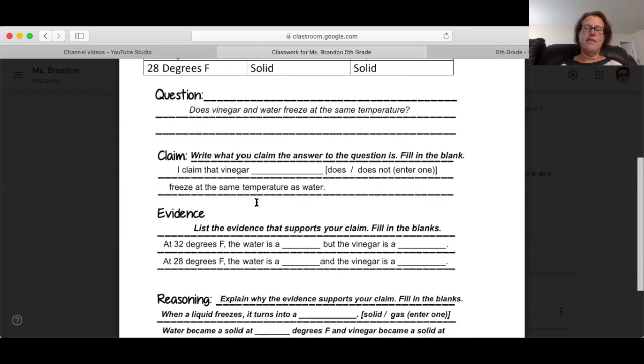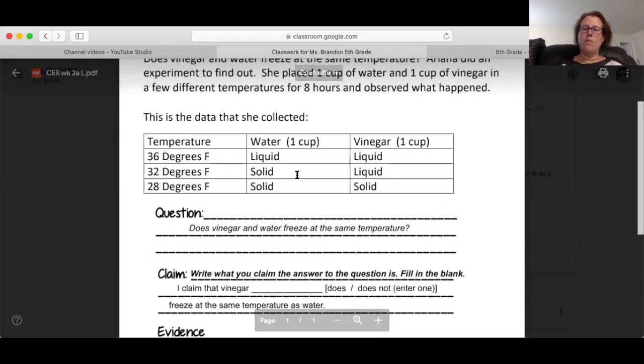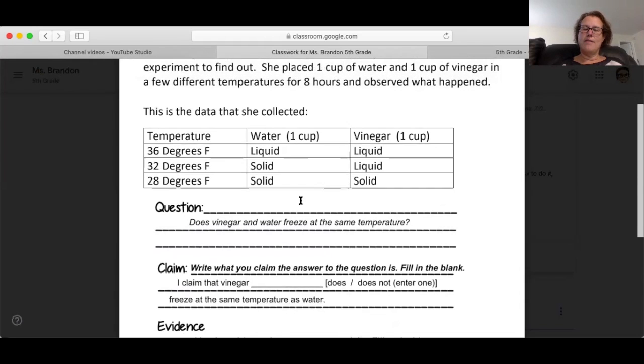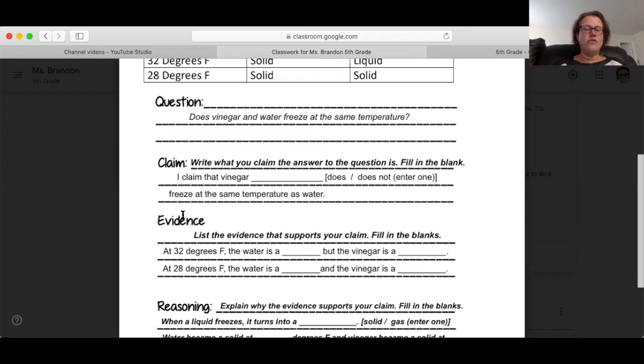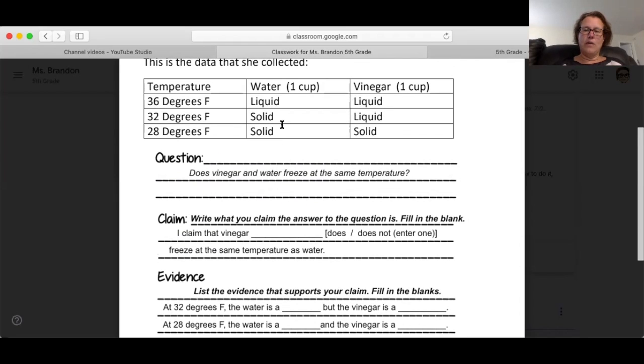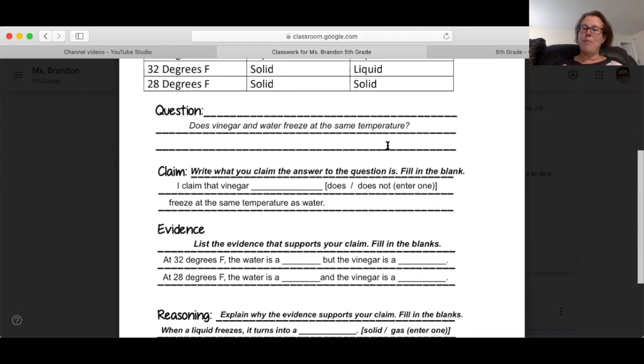Then you're going to do evidence. List the evidence that supports your claim. Fill in the blank. At 32 degrees Fahrenheit, the water is a what? Right there. What is it? Is it a solid, a liquid, or a gas? And then the vinegar is what? A solid, a liquid, or a gas? You can look at your data to see. Look at your data chart. And then at 28 degrees Fahrenheit, the water is what? Is it a solid, a liquid, or a gas? And then the vinegar, is it a solid, liquid, or a gas at 28 degrees? You're going to fill in that blank.